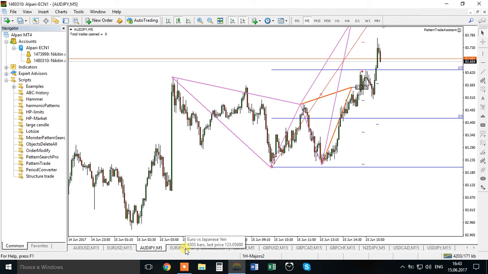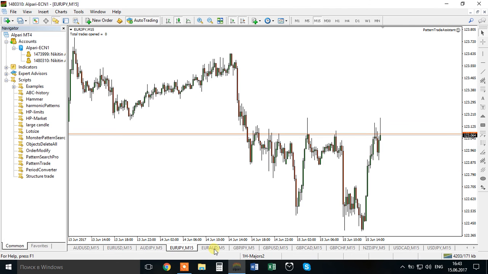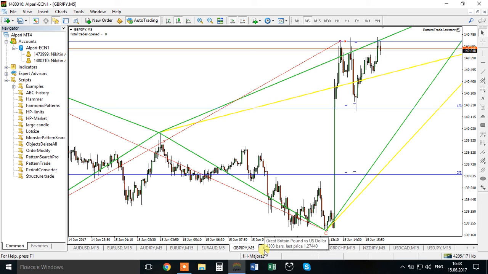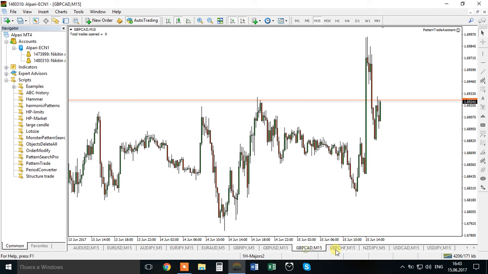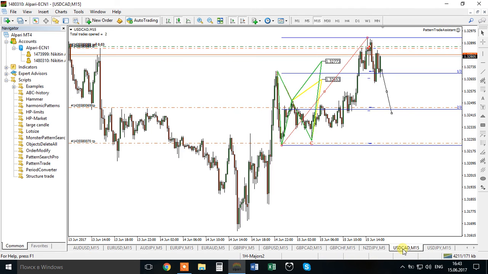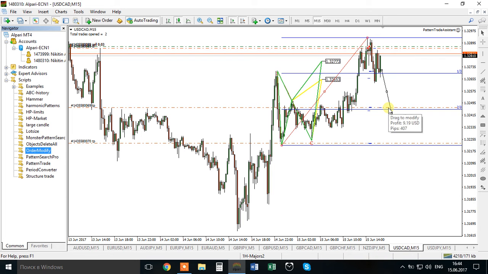Or go somewhere else, some bullish patterns. 43, have 2 minutes left. Some bullish patterns maybe. No order opened. Okay, maybe here. If you click order modify, it is modified a bit because of slight changes of the spread.